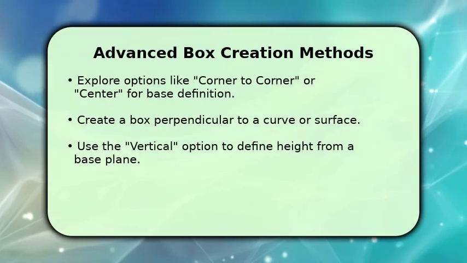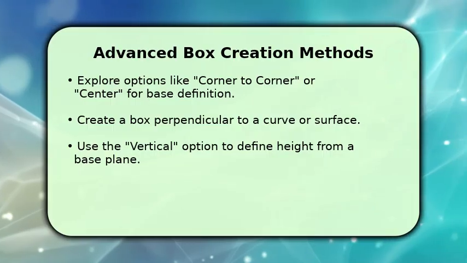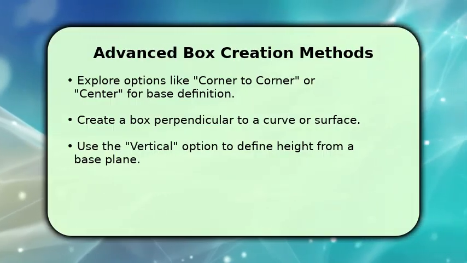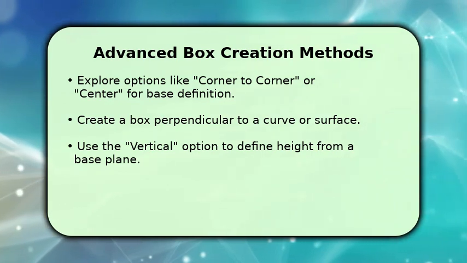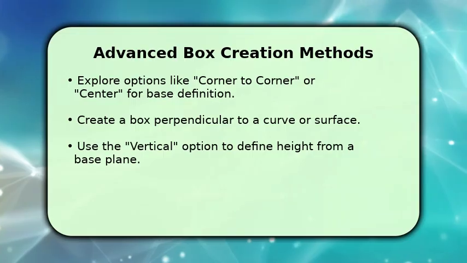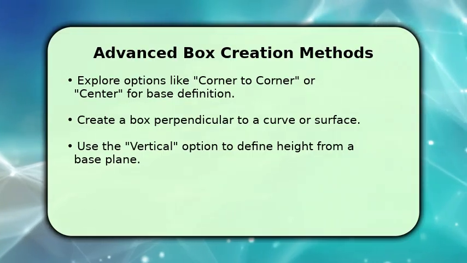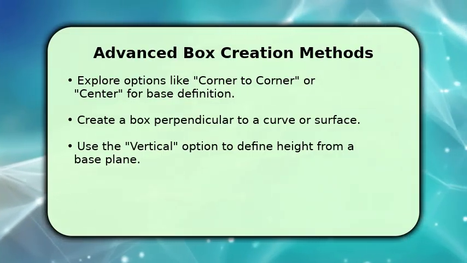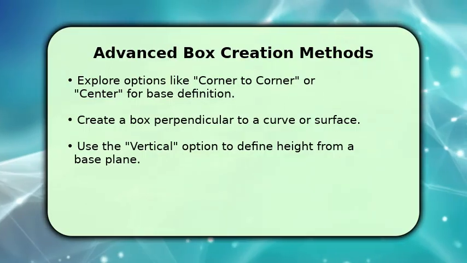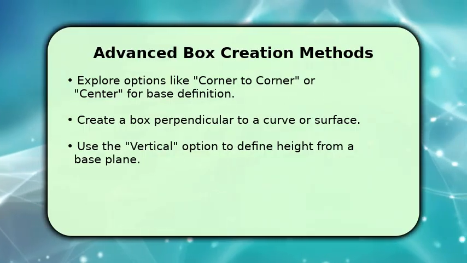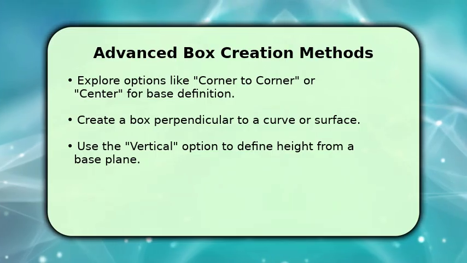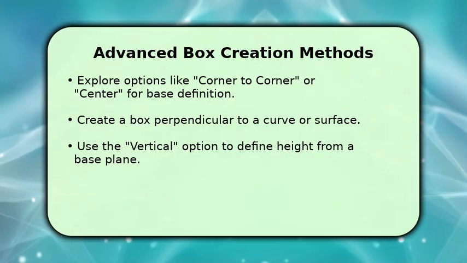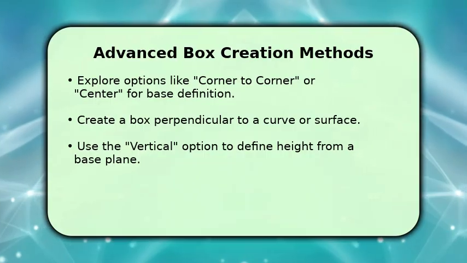Rhino offers several advanced methods for creating boxes beyond the basic approach. You can choose options like corner to corner or center to define the base of your box, providing more flexibility. For specialized designs, create a box perpendicular to an existing curve or surface. The vertical option allows you to define the box's height directly from a base plane. Additionally, adjust the box's orientation by utilizing different construction planes.